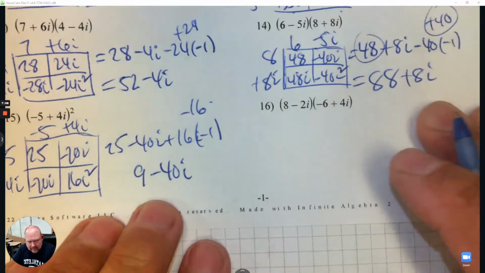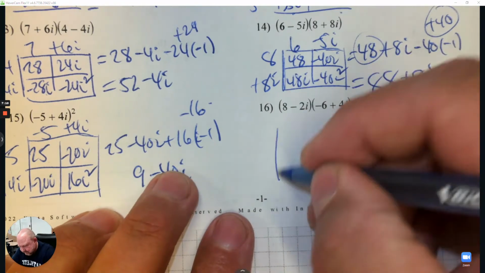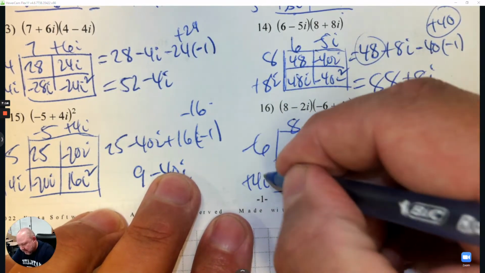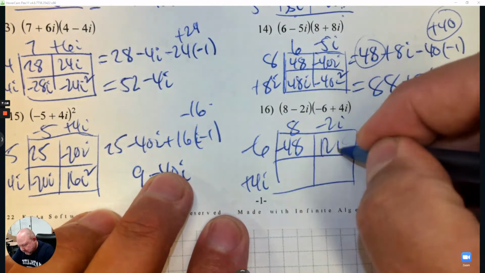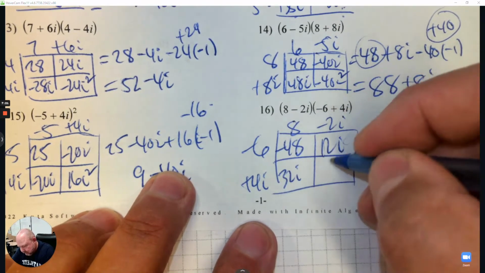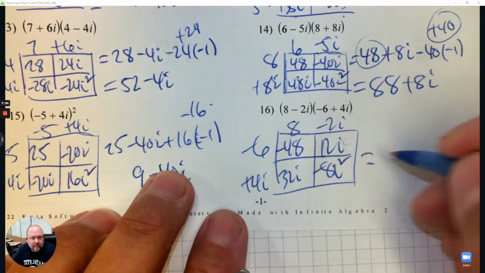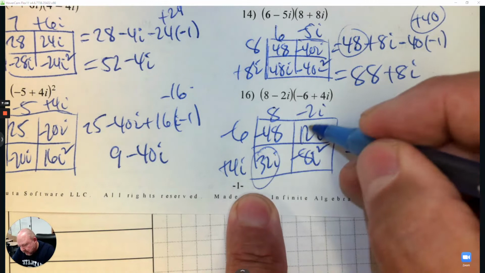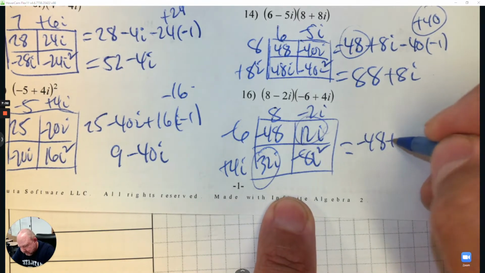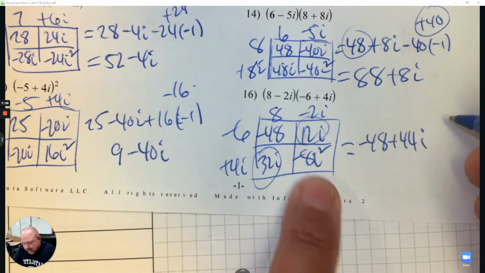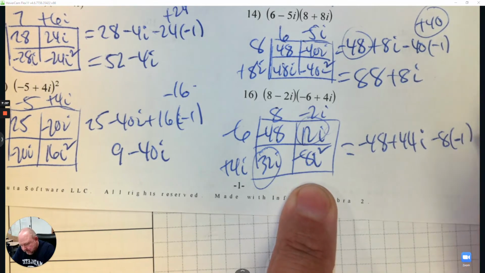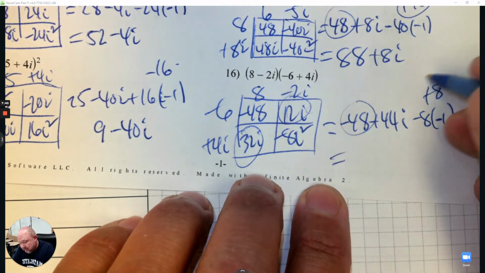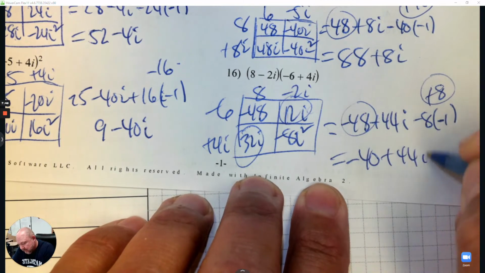Good practice. Try number 16 first, then press play. So we have 8 minus 2i, we have negative 6 plus 4i, and then do the multiplying. All right, combining like terms, we have negative 48, 32, and 12. That's 44. And then negative 8i squared. Now, remember, i squared is negative 1, so this is really positive 8. So negative 48 plus 8, that's negative 40. And you have your answer.